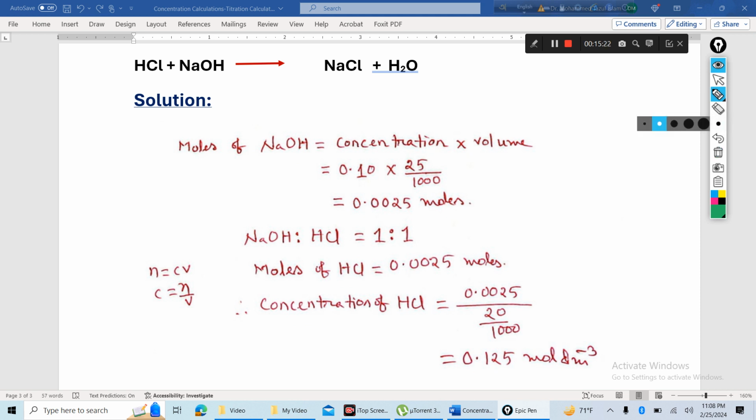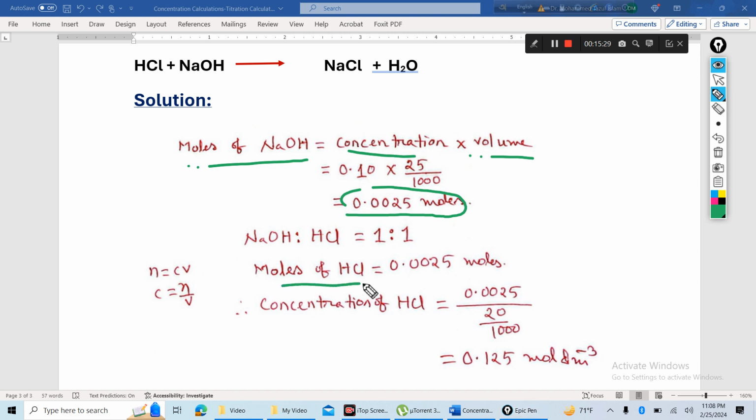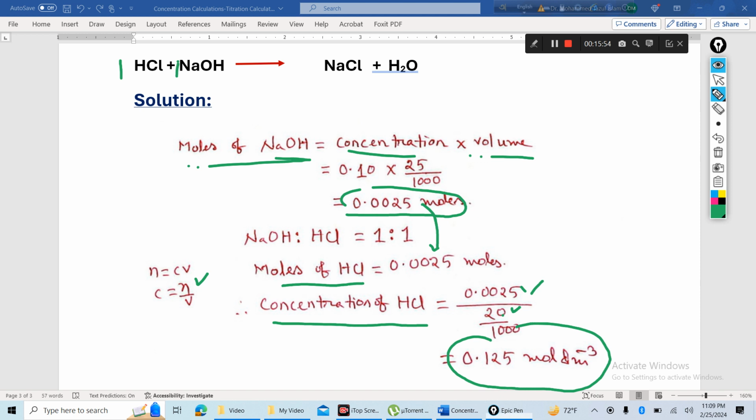So first, moles of sodium hydroxide is concentration times volume, and you get the moles of sodium hydroxide. Moles of hydrochloric acid will be the same as sodium hydroxide because their mole ratio is 1:1. So now the concentration of hydrochloric acid is the number of moles divided by volume. The 20 cm³ volume is given in the question, 20 divided by 1000, converted to dm³. So the answer will be 0.125 mole per dm³.